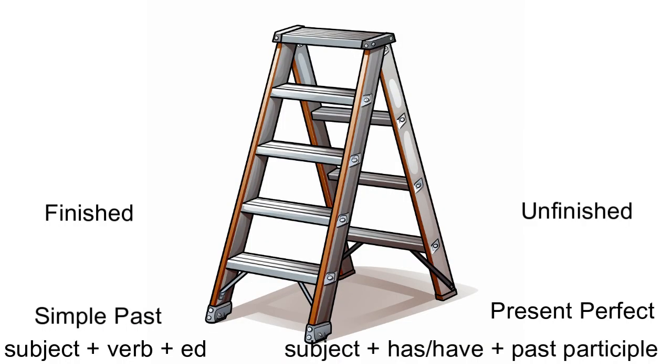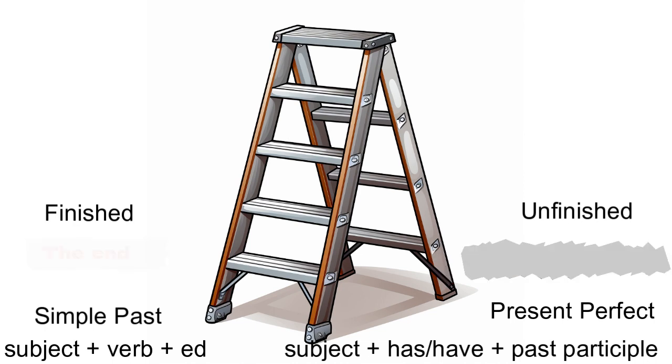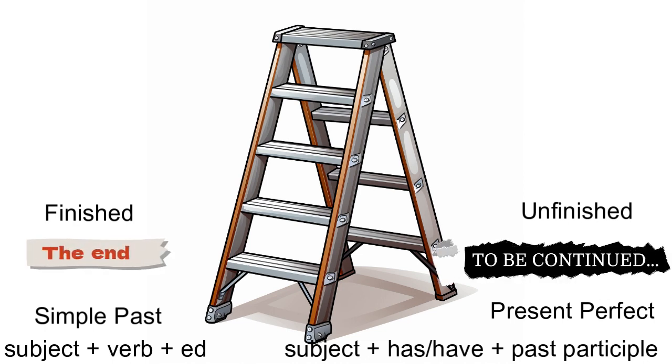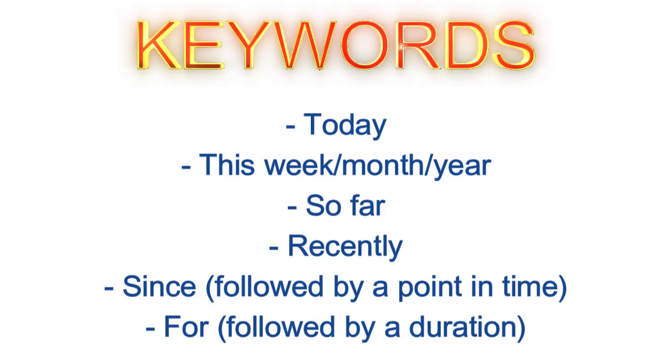Now let's explore unfinished time with the present perfect. The present perfect refers to a period of time that began in the past and continues to the present or affects the present. With the present perfect, the exact time of the action is not important. Some typical keywords you might hear with the present perfect tense would be words like today, this week, this month, this year, so far, recently, since, followed by a point in time, or for, followed by a duration.